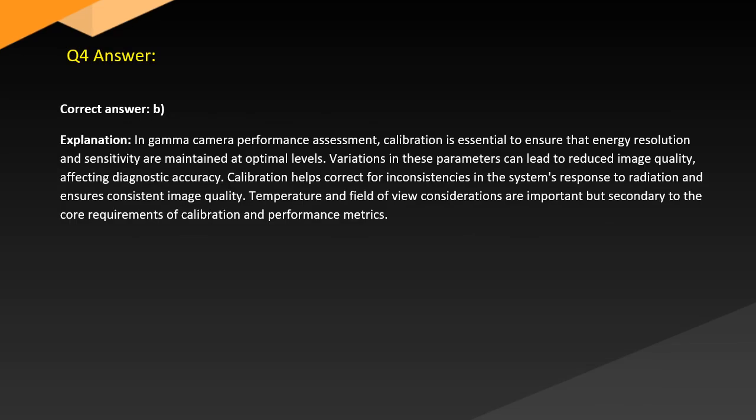Answer. Correct answer: B. Explanation. In gamma camera performance assessment, calibration is essential to ensure that energy resolution and sensitivity are maintained at optimal levels. Variations in these parameters can lead to reduced image quality, affecting diagnostic accuracy. Calibration helps correct for inconsistencies in the system's response to radiation and ensures consistent image quality. Temperature and field of view considerations are important, but secondary to the core requirements of calibration and performance metrics.